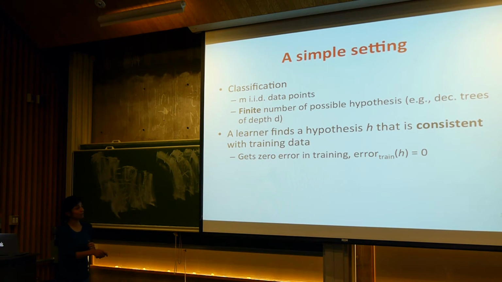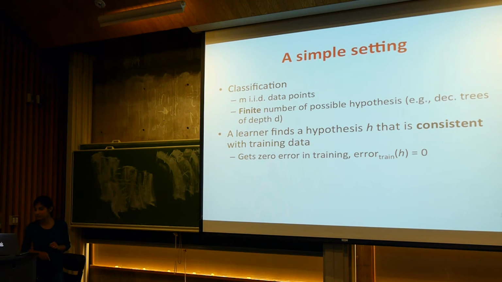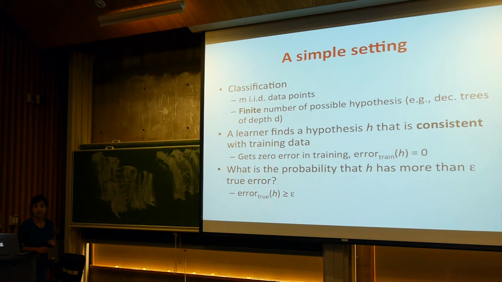So let's say that we chose a classifier that had zero error on the training data set, right? And the question we'll want to answer is, what's the probability that its true error is more than epsilon? So we know training error is zero for the hypothesis we picked. What's the probability that its true error is bigger than epsilon? Okay, so let's start thinking about this.